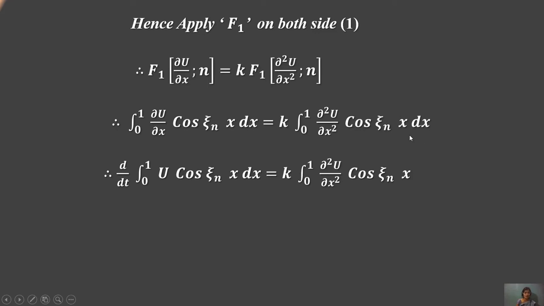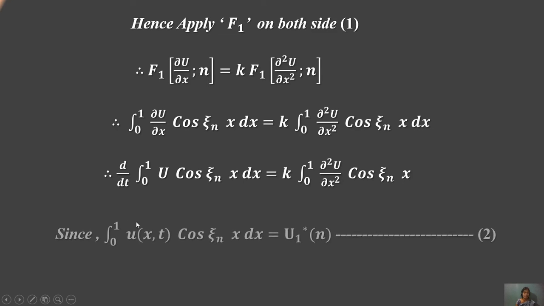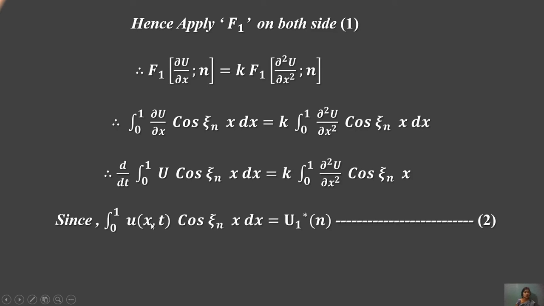Then on both sides of the equation, d/dt of the integral from 0 to 1 of u cos(ξn x) dx equals k times the integral from 0 to 1 of ∂²u/∂x² cos(ξn x) dx. Since the integral from 0 to 1 of u(x,t) cos(ξn x) dx equals the transform u1*(n), this is equation 2.